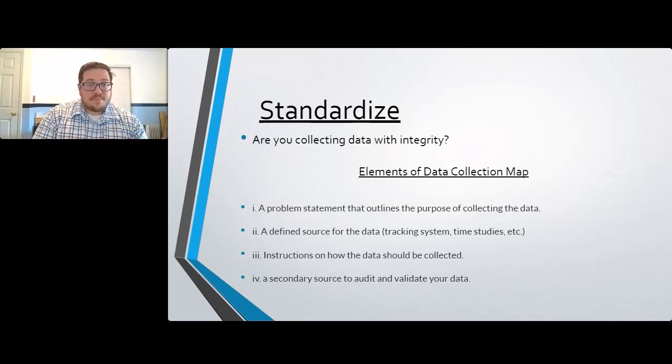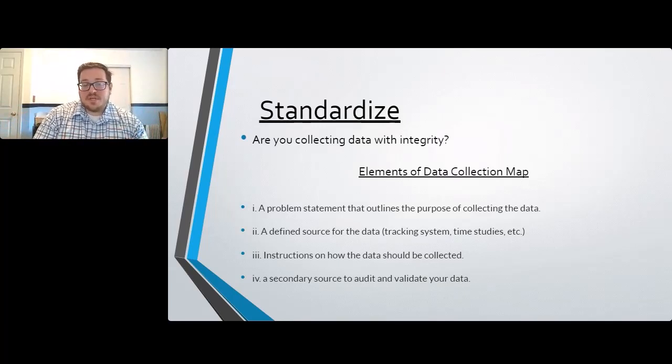One of the ways that this happens is through a data collection map. It's essentially a short standard work instruction for why you're collecting data, what you're going to do with it, how it should be tracked, and where it's coming from. So first element, a problem statement that outlines the purposes of the data. This goes back to your straighten step. Is the outcome you're hoping to arrive at worth what you're wanting to do? This is going to clear that up.